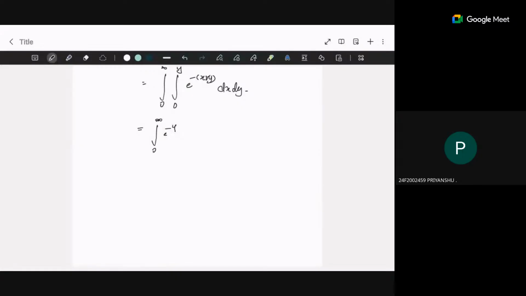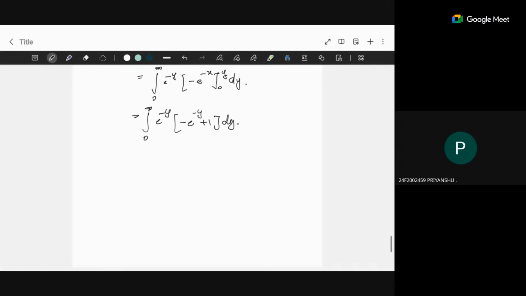So this will be the integral from 0 to infinity of e raised to the power minus y times minus e raised to the power minus x from 0 to y, dy. That is, 0 to infinity of e raised to the power minus y times minus e raised to the power minus y plus 1, dy. Correct? Yes, ma'am. So this can be the integral from 0 to infinity of e raised to the power minus y minus e raised to the power minus 2y. Correct?